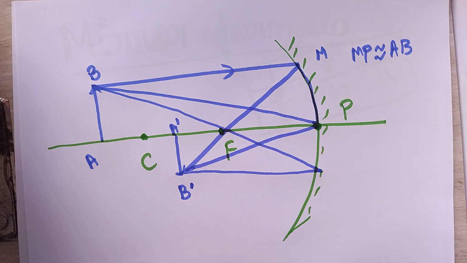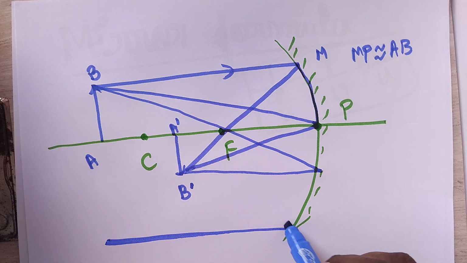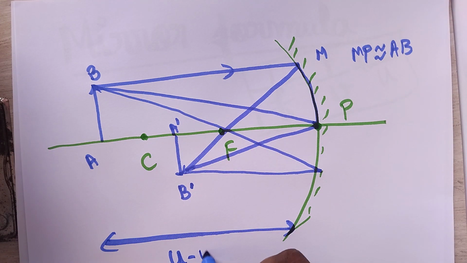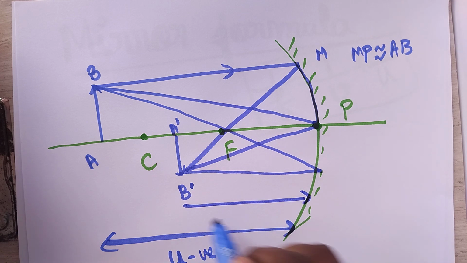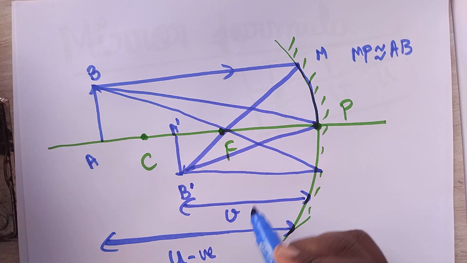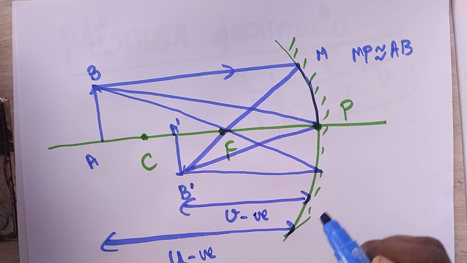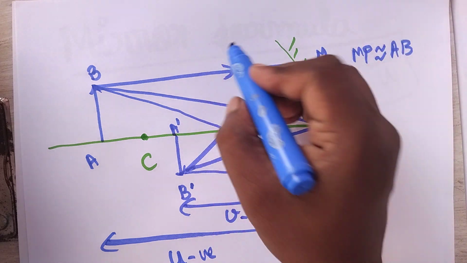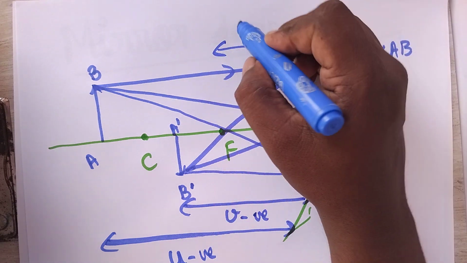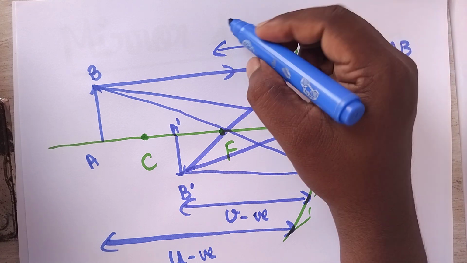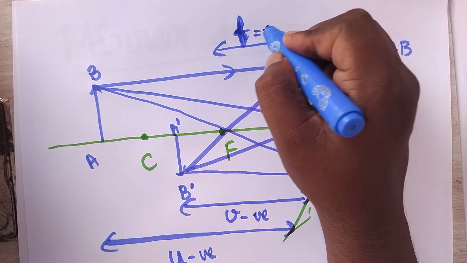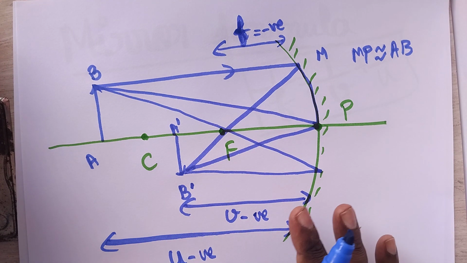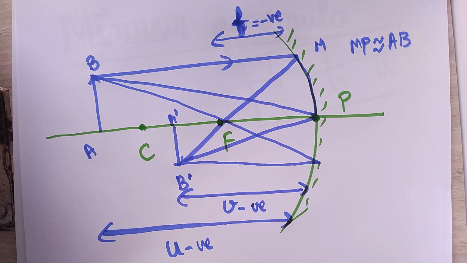Now object distance is U, left side to the pole, negative. Image distance is V, left side to the pole, negative. Principal focus to the pole is the focal length, also on the left side, so focal length will be negative. U negative, V negative, F negative in this diagram. Slowly you can do this derivation and easily understand it. It's a very important equation.